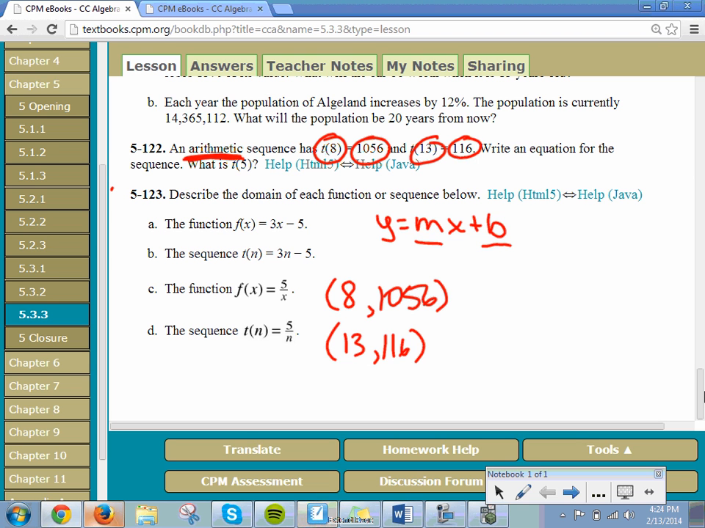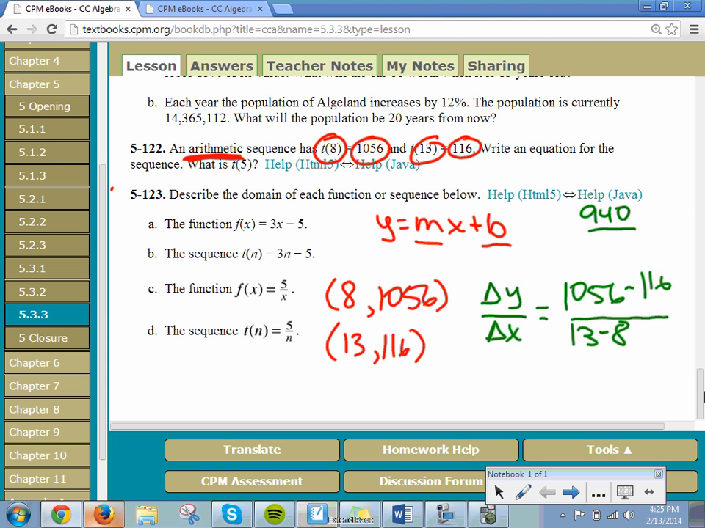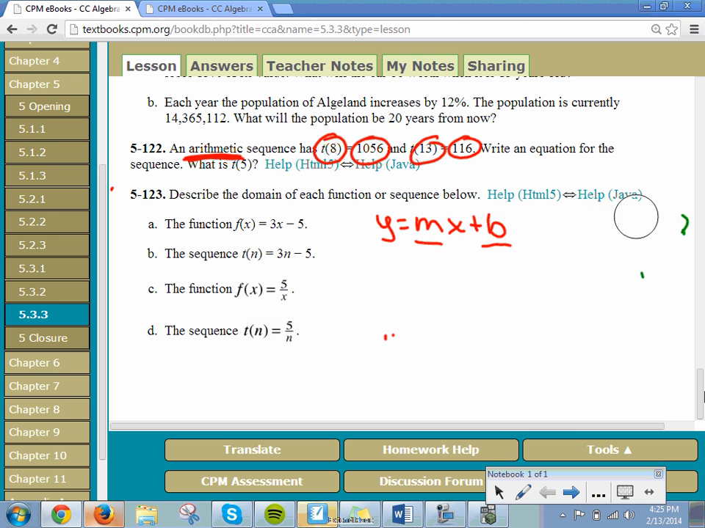What we can do now is find the slope, our change in y over our change in x, and plug in our slope. So we should be doing 1056 minus 116 over 13 minus 8. When we do that, 1056 minus 116 gives me 940. I'm going to write that above. 940 divided by 5, which is equal to 188. So what we have then is a slope of 188.